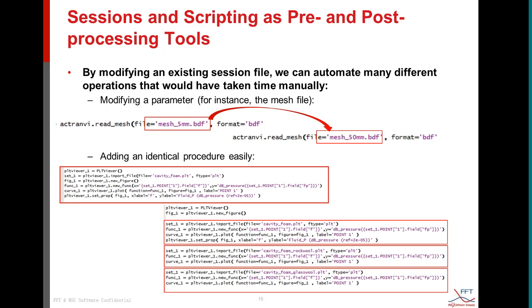Also, during post-processing, sometimes we need to perform identical operations many times, for example when comparing different results of similar types. By copying a typical section in the post-processing operations session, we can then easily produce all these different results in one or in multiple figures without having to perform the manual operations.